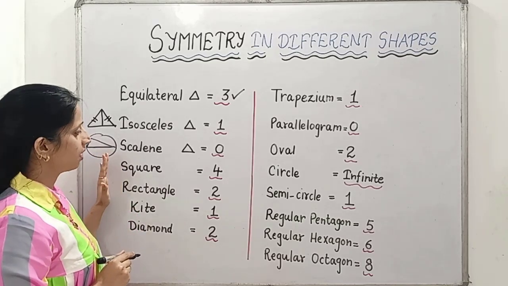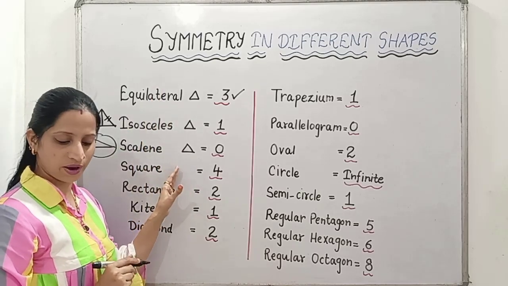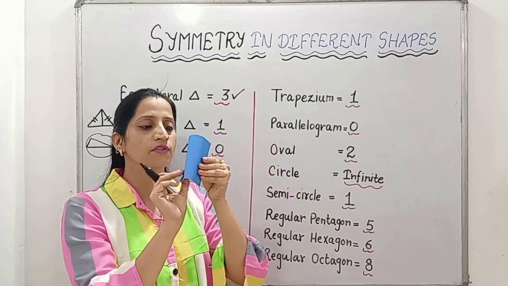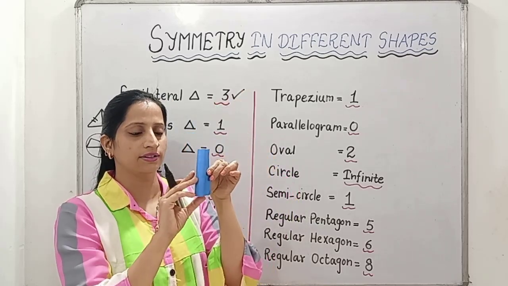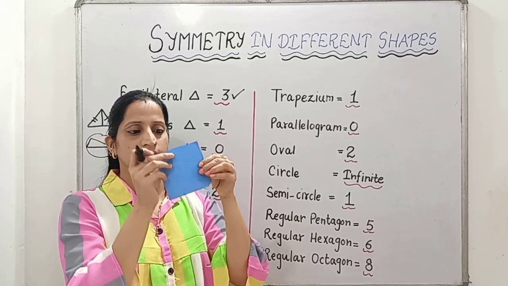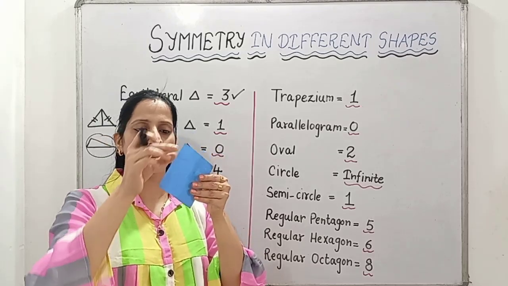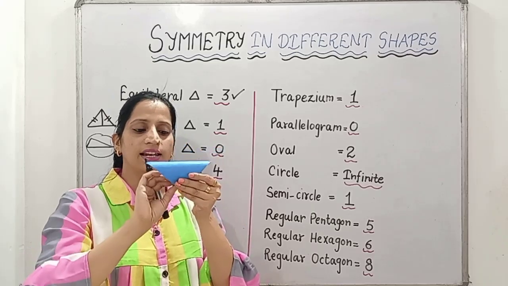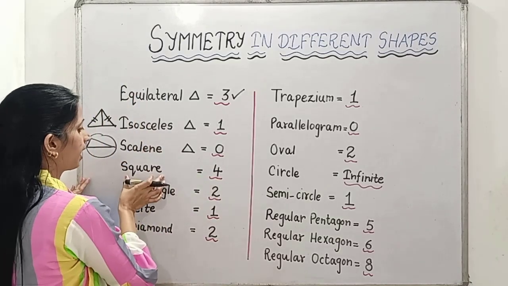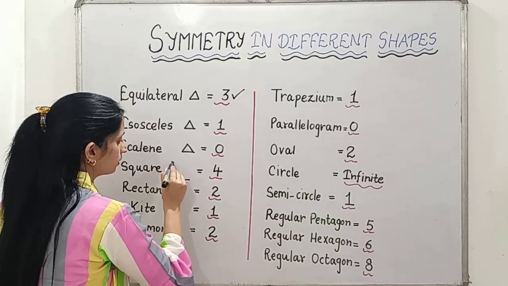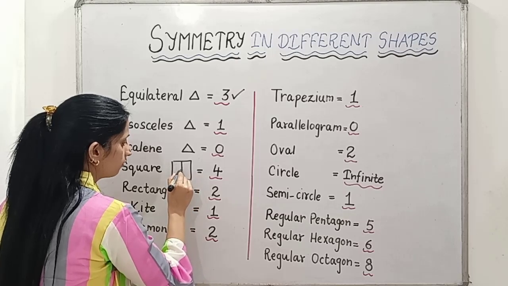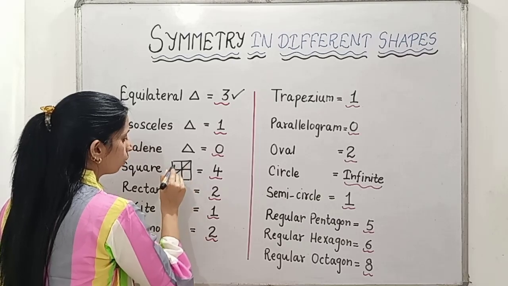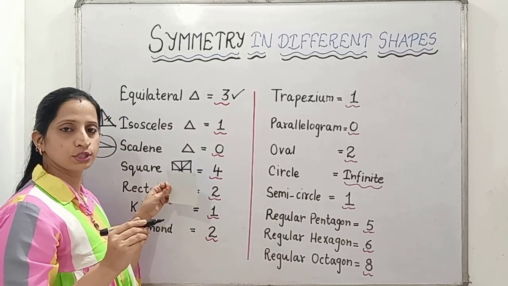Okay. Now moving on to the next shape, that is a square. So I have a square. A square has 4 lines of symmetry. Okay, we can fold it like this, then like this, and then along the opposite vertices like this and then like this. So a square has 4 lines of symmetry. For example, if this is the square, it will have a vertical line of symmetry, a horizontal one, and then along the diagonals. So it has 4 lines of symmetry.